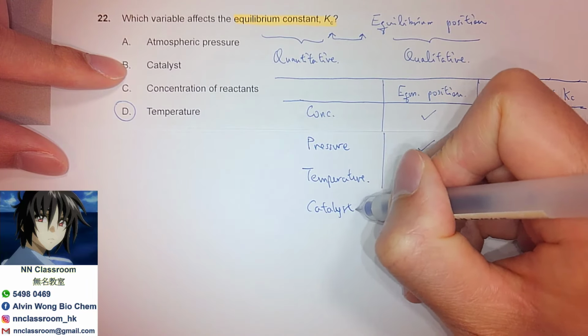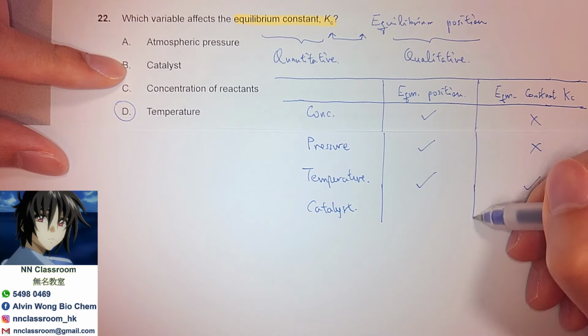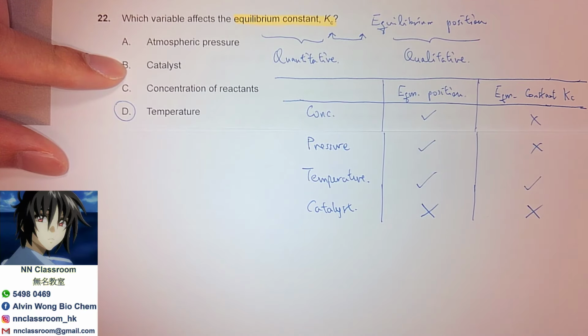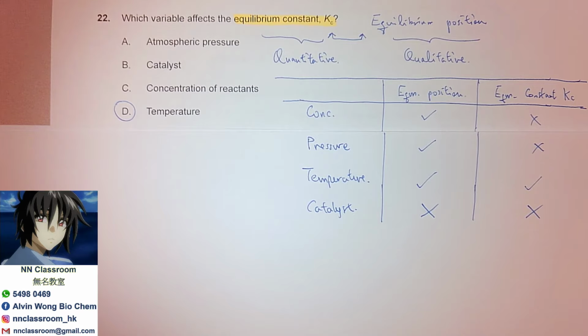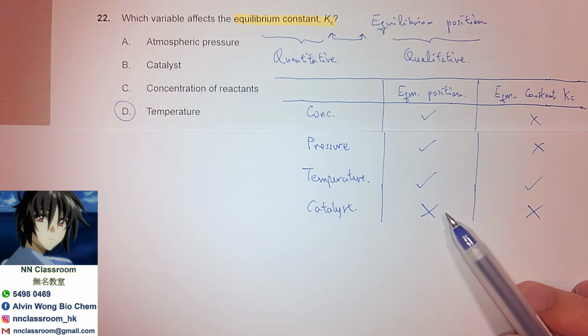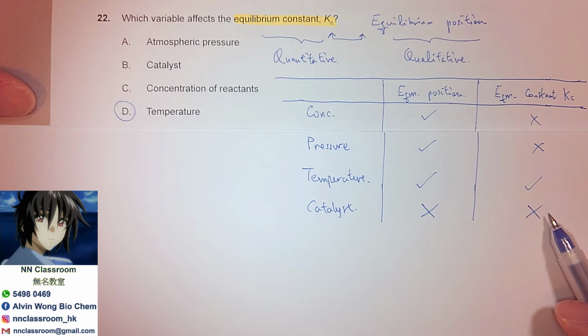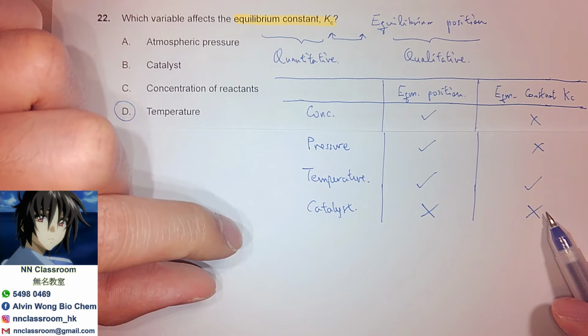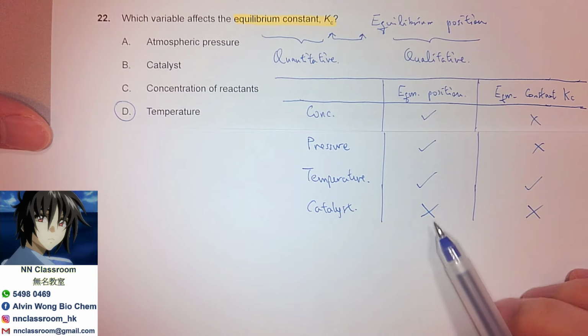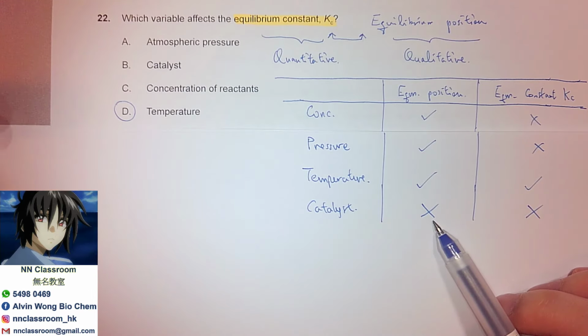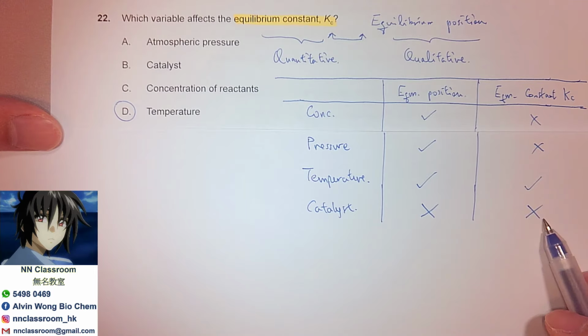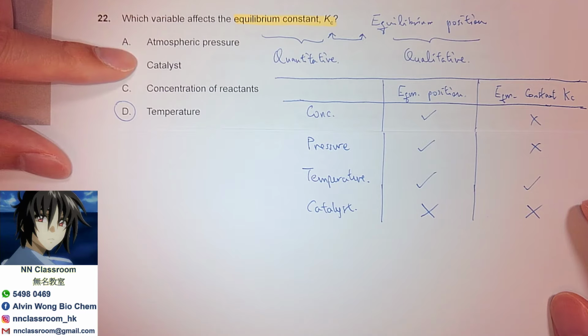So if you put it at the end, a catalyst has no effect on position and no effect on Kc. What a catalyst really affects is only the rate of the reaction, which simply means you can achieve the same equilibrium position and, at the end, the same ratio, the same Kc value, faster, using a shorter time frame. But you never affect the position of equilibrium, that is the majority, and you are also not going to change the value of Kc. So that's why catalyst is never the answer.